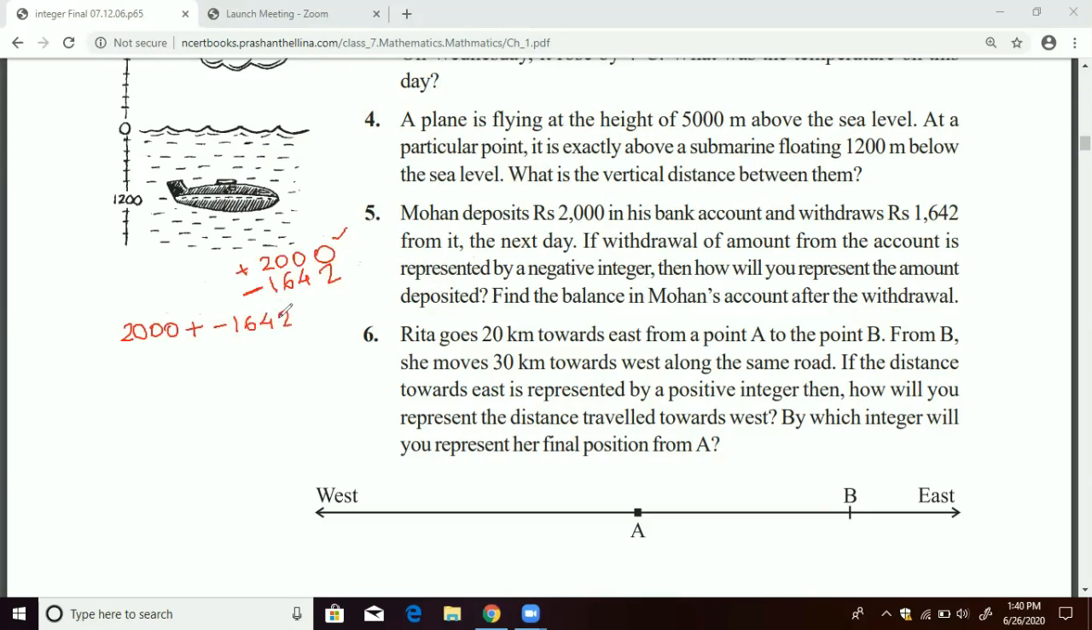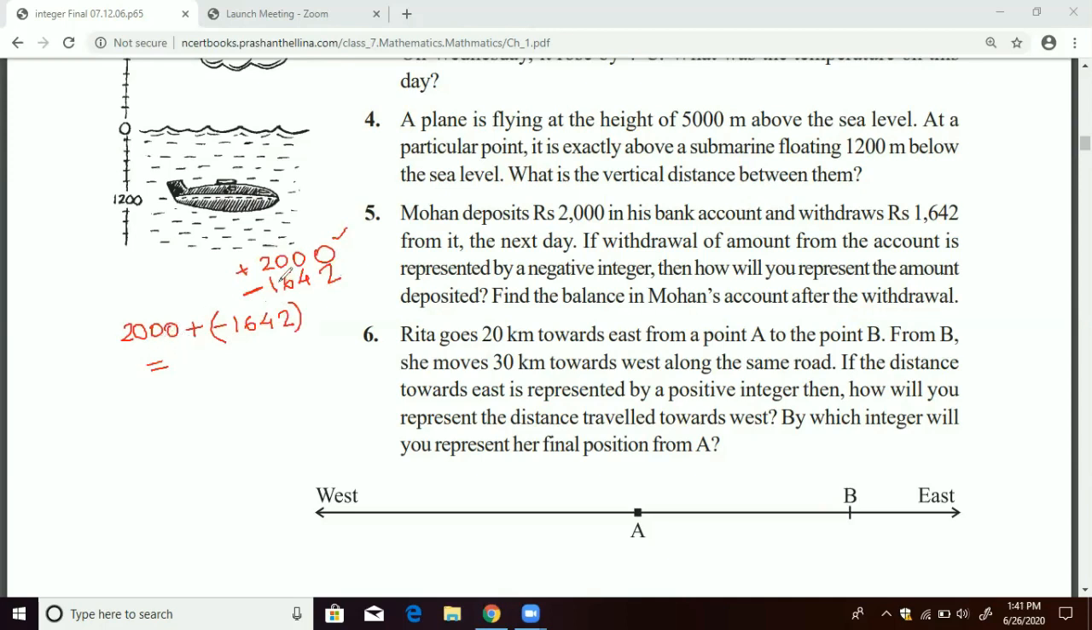1642 is the withdrawn amount. That is a negative deposit. So if you are adding these two, instead we can subtract these two amounts, finding the difference as usual. If you are adding two numbers having different signs, we find their difference and put the sign of the greater value.